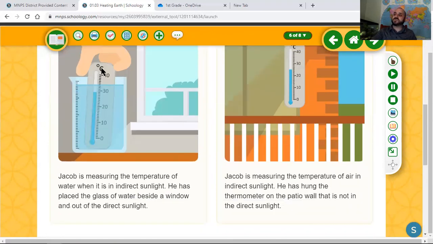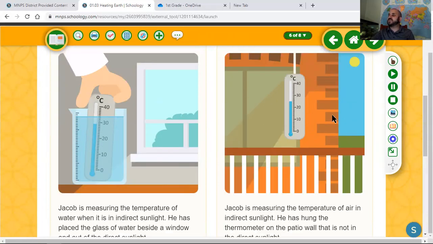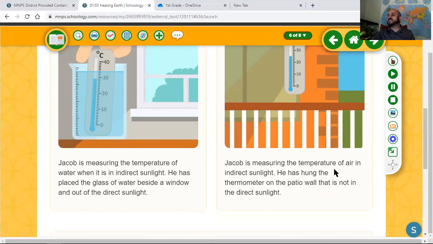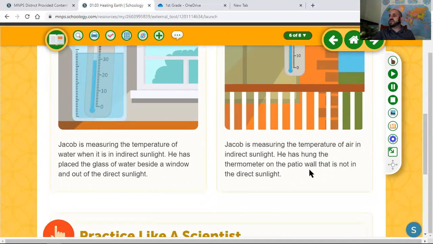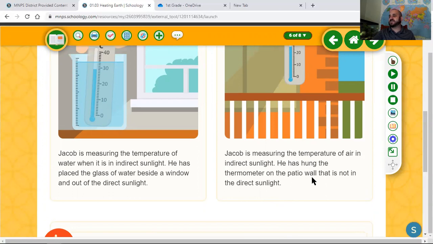So here we have Jacob putting the thermometer in a cup of water when it's in indirect sunlight. So he's probably got it inside the house, out of the sun and in the shade. Same thing over here. He's measuring the temperature of the air. You can see that he has the thermometer hanging and it's in the shade. So he's measuring it at a spot that is not in direct sunlight.